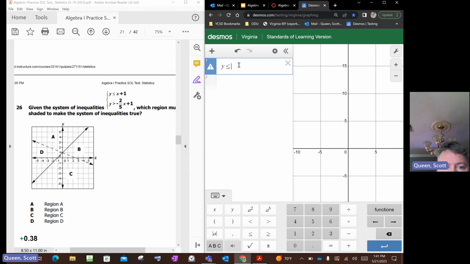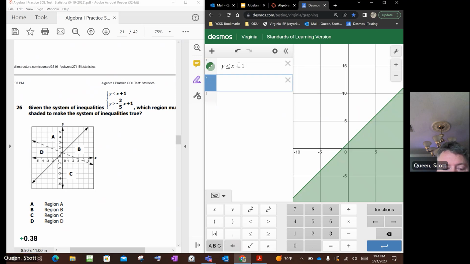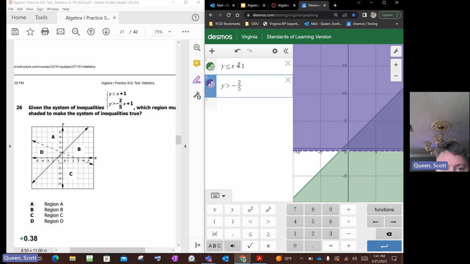So y is less than or equal to x plus 1. That's the first part. Next part is y is greater than negative 2/5 x, and then plus 1. So we got multiple shadings over here. All our lines match. You can see that dashed line, solid line, dashed line, solid line, positive, negative. There's my middle, and I got my 4 zones.